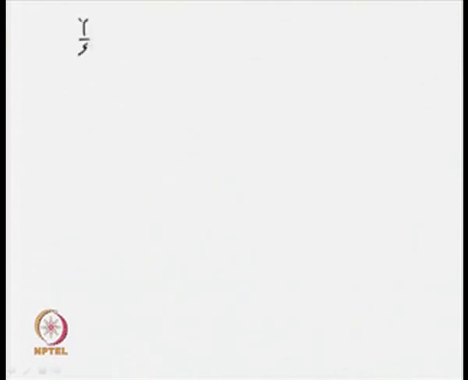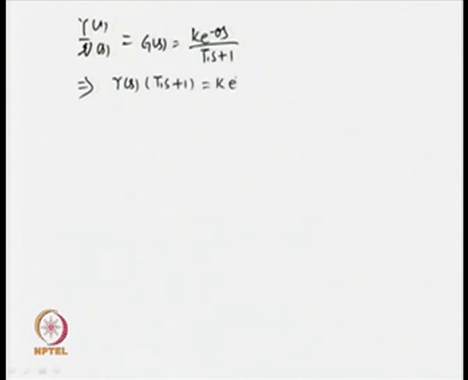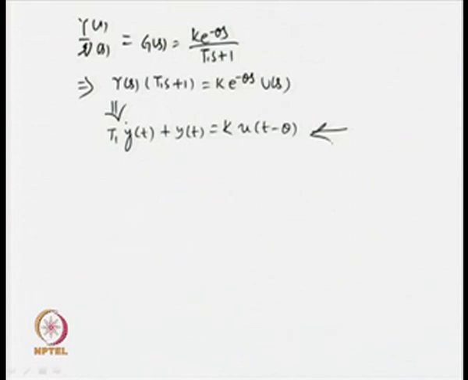Now, the system dynamics is given by Y(s)/U(s) = G(s) = K e^(-θs)/(T1 s + 1), which can ultimately be written in the form of Y(s)(T1 s + 1) = K e^(-θs) U(s). So, taking inverse Laplace transform, it is possible to write the same expression in the form of T1 y dot(t) + y(t) = K u(t - θ). So, the type of input to the system is a delayed input.